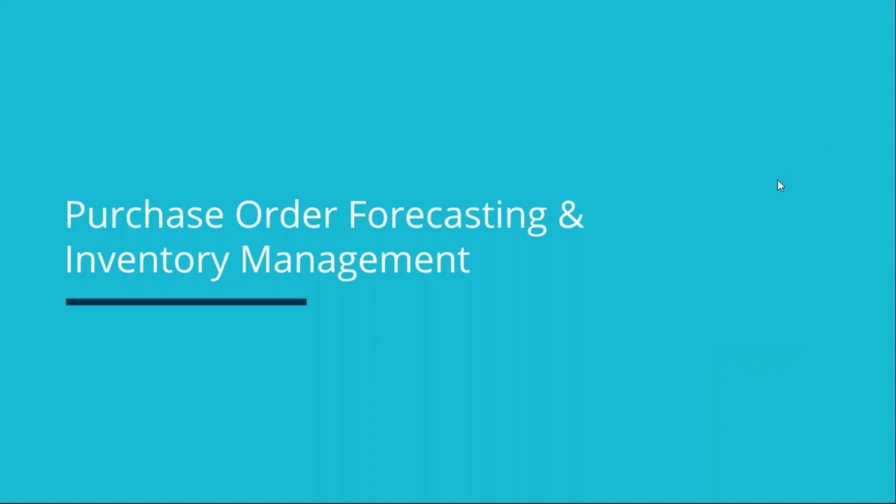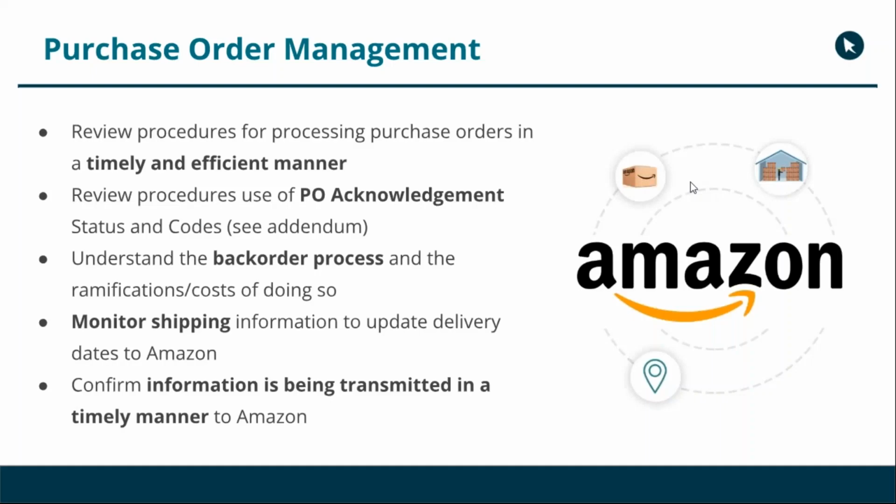Purchase order forecasting and inventory management. Obviously, you want to be sure you got your purchase orders, you can handle them, you're moving them out, and you have the inventory that's available in order to make sure that Amazon's getting everything they need.